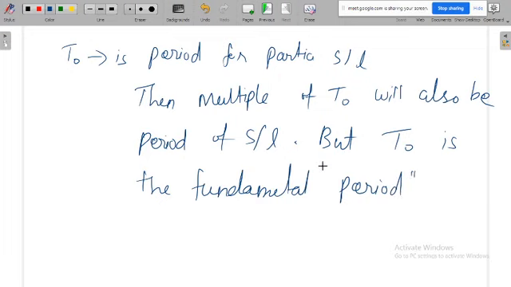But in the exam, whether they mention the term fundamental or not, it is always implied. In the exam they may not mention fundamental period, they may ask only for the period, but what is hidden there is that they are asking only for the fundamental period. So the fundamental period is the smallest value with which the signal is getting repeated.